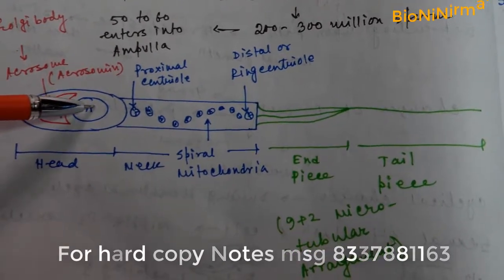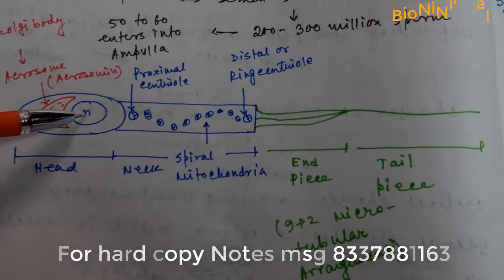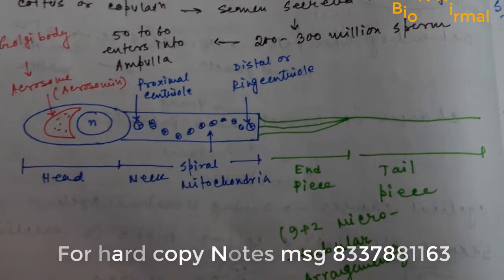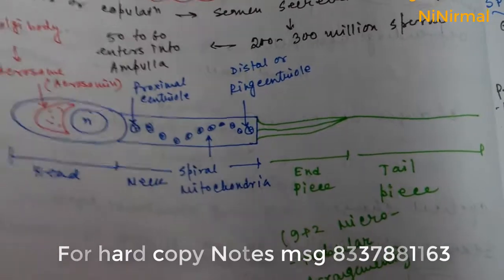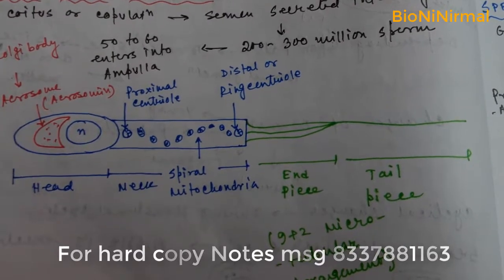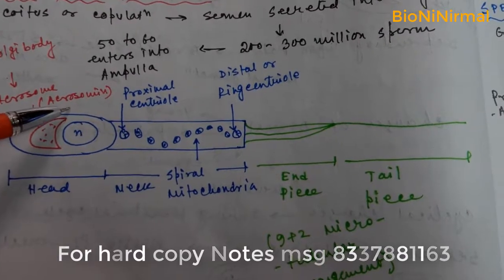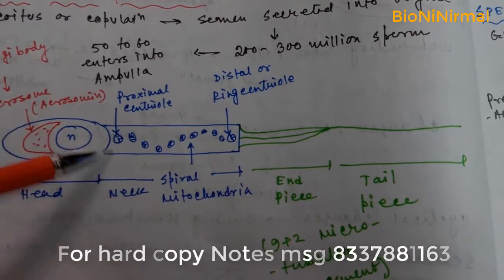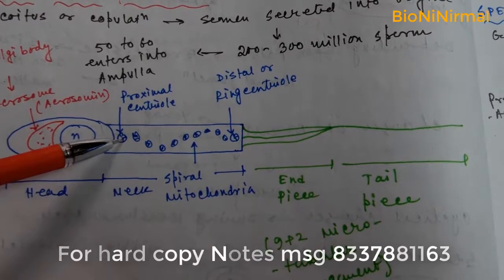In the head there is the nucleus, and this nucleus contains the haploid number of chromosomes, that is 23 chromosomes, of which 22 are autosomes and 1 is a sex chromosome, and this sex chromosome will be either X containing or Y containing. Just in front of the nucleus there is the acrosome, and this acrosome is synthesized from the Golgi body. It contains an enzyme, called acrosomin, which is very important for fertilization.